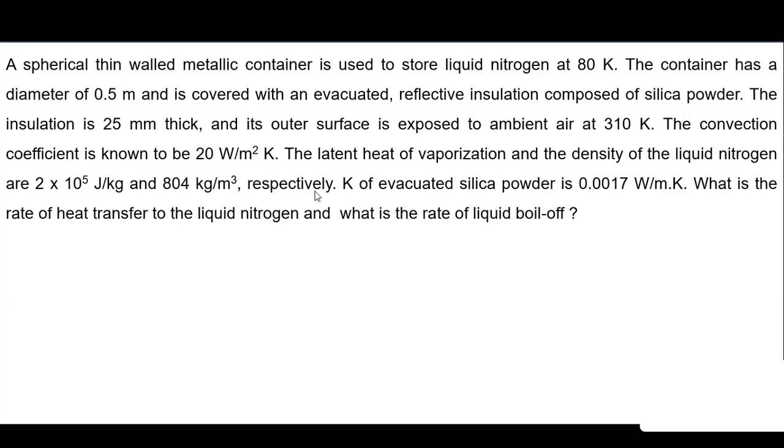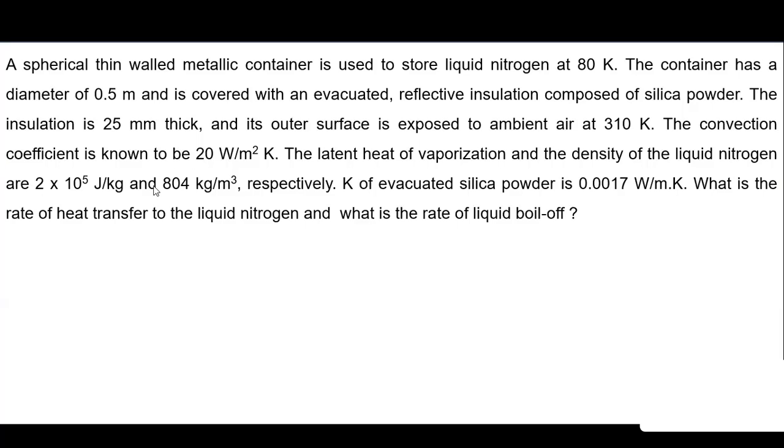And respectively, K is evaluated, that is, the conductivity of evacuated silica powder is very small, as it is supposed to provide more resistance for the heat to flow. The thermal conductivity of the material is very small. You can see 0.0017 watts per meter Kelvin.